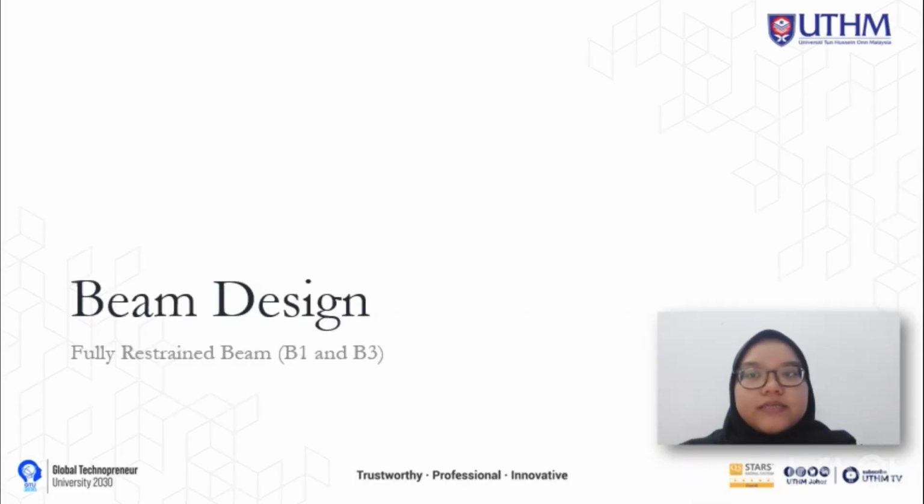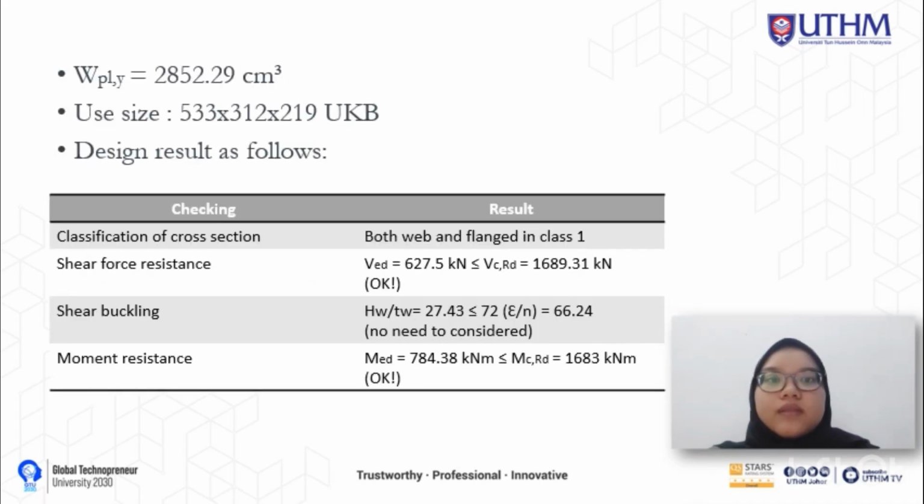I'm going to explain the fully restrained beam design for B1 and B3. First, the calculated plastic modulus is 2852.29 cm3. So based on the plastic modulus, we're going to try a beam size of 533 times 312 times 219 UKB. As you can see in the table, this is the design result of the size of beam. The first one is classification of cross section. Both web and flange are in class 1.